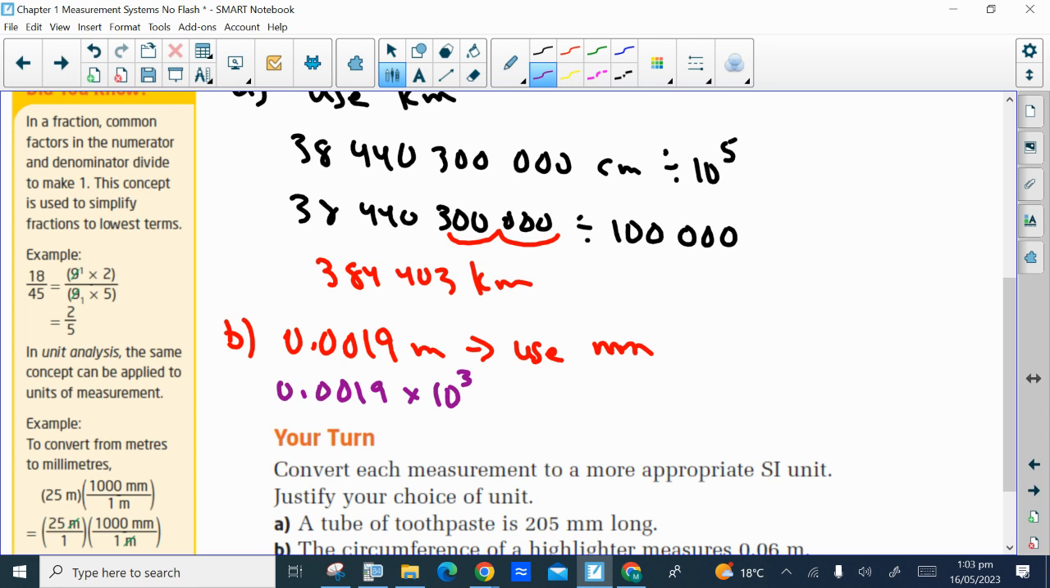If you're multiplying by factors of 10, the decimal goes to the right every factor of 10. So we're going to have to go to the right 3 times in this case. 1, 2, 3. The answer is 1.9 centimeters. Sorry, millimeters. 1.9 millimeters is the length of that worm. All right?